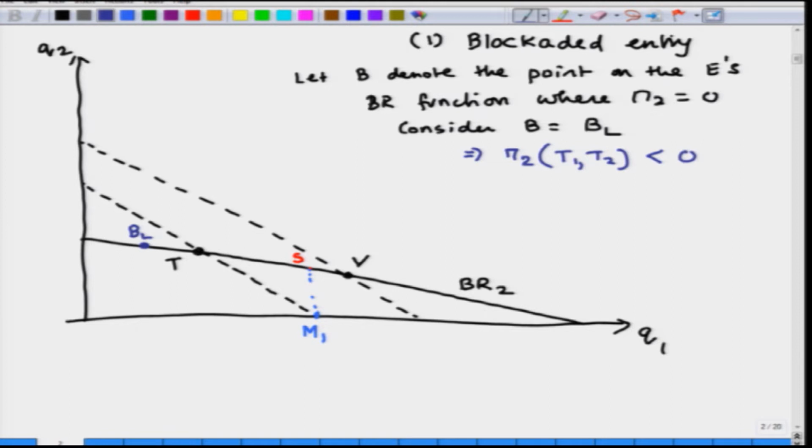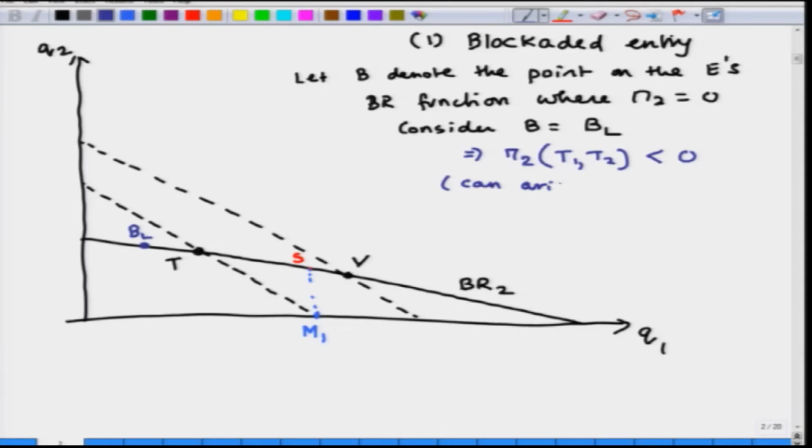Recall T is the most preferred Nash equilibrium output for the entrant, and the point B is at a point BL to the left of T, such that the profit of the entrant at the point T becomes less than 0. Now, why could such a case arise? Such a case might arise if the fixed cost of entry is so large that the entrant cannot even break even at its most preferred Nash equilibrium output.